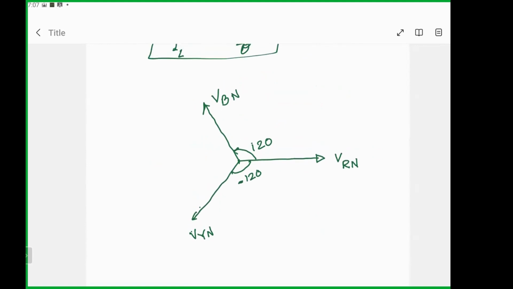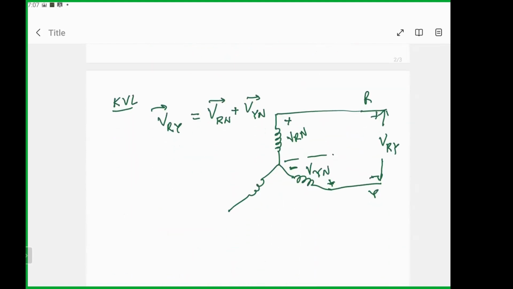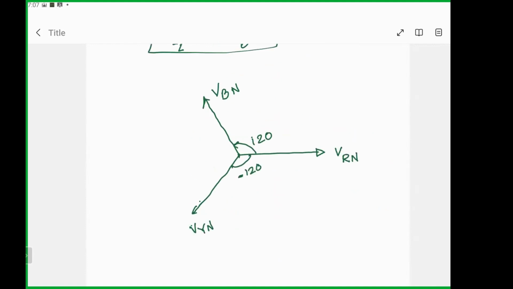So now if I want to find out VRY, that means due to this sign, this will actually be negative. And if we do the addition, one of them has to be taken in the opposite direction. So this will be the same, but it will be -VYN. Now, if you add these two vectors, then this will be your VRY.